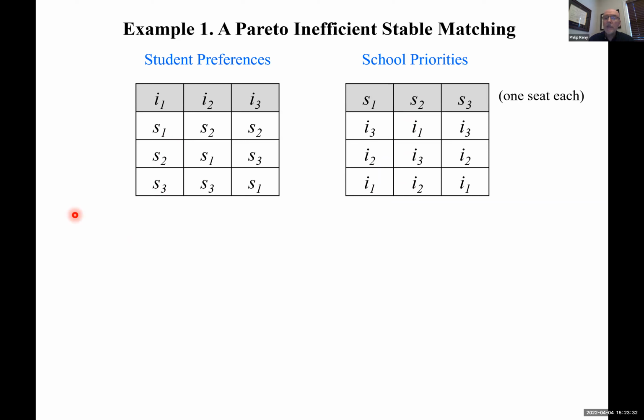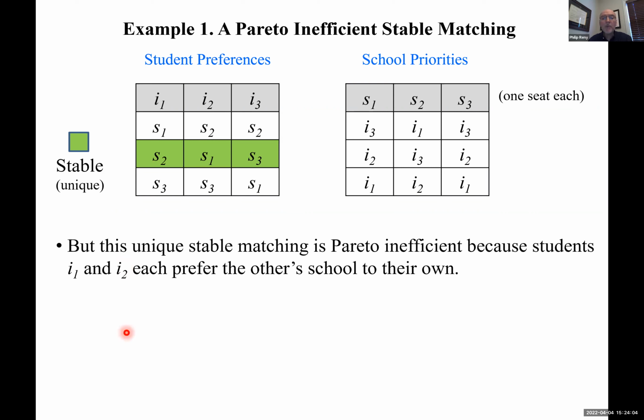We know there's a student optimal stable matching. We could go through the Gale-Shapley algorithm, but I don't have time, so we're not going to do that. Trust me, this is the student optimal stable match. In fact, it's the unique stable matching. Student 1 is assigned to school 2, student 2 is assigned to school 1, and student 3 is assigned to school 3. That's the unique stable matching, and so it's the student optimal stable matching.